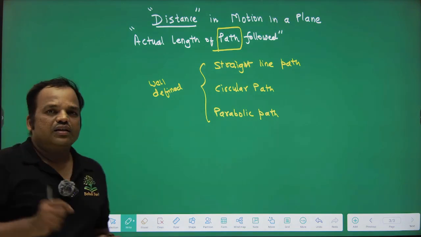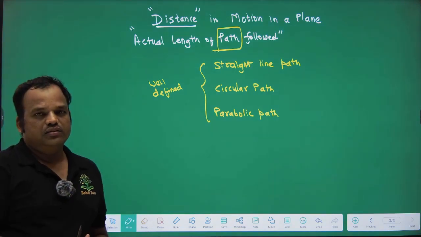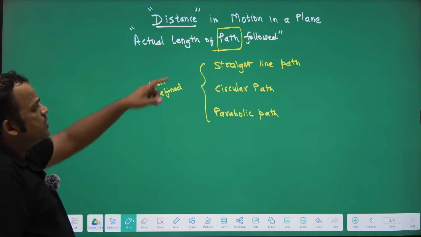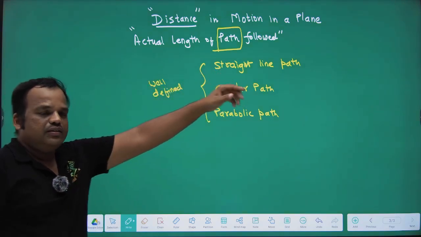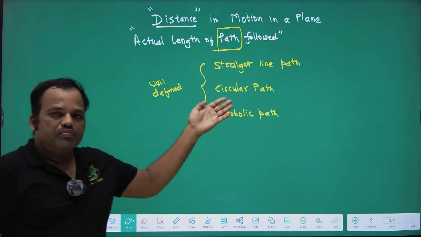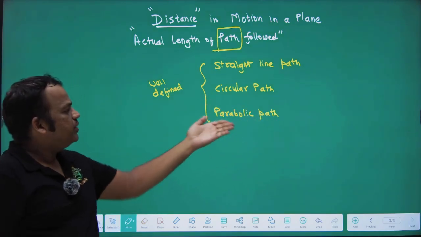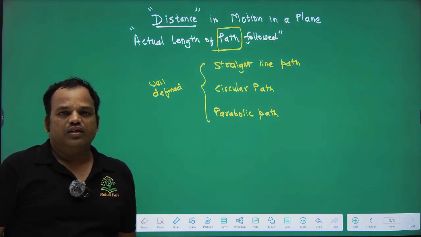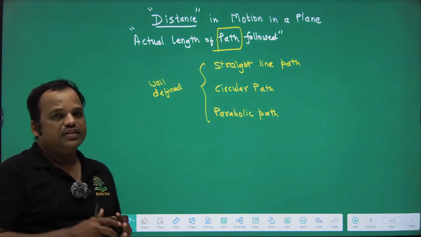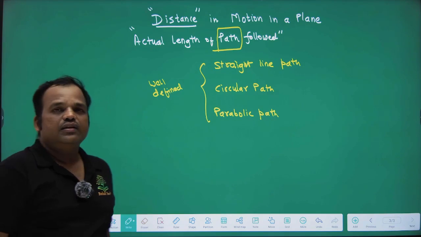How to find the length of path? Let's take one example of a straight line, then we will do one example from circular path, then we will talk about parabolic path. How to find distance in these types of motion in a plane.